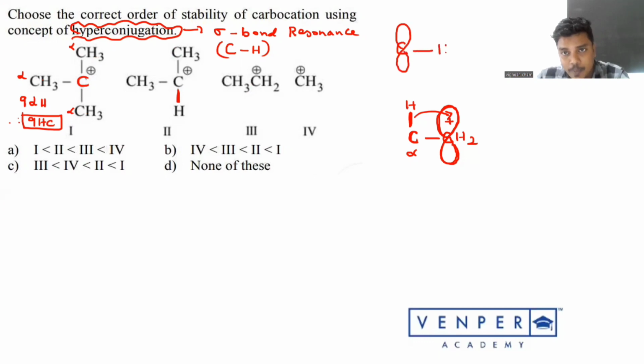Now this hydrogen is perpendicular to the vacant p orbital, but this hydrogen is parallel to the vacant p orbital. This hydrogen never undergoes hyperconjugation. Therefore, this is an alpha carbon and this is an alpha carbon, so the two alpha carbons contain six alpha hydrogens. Therefore, there are six hyperconjugations.